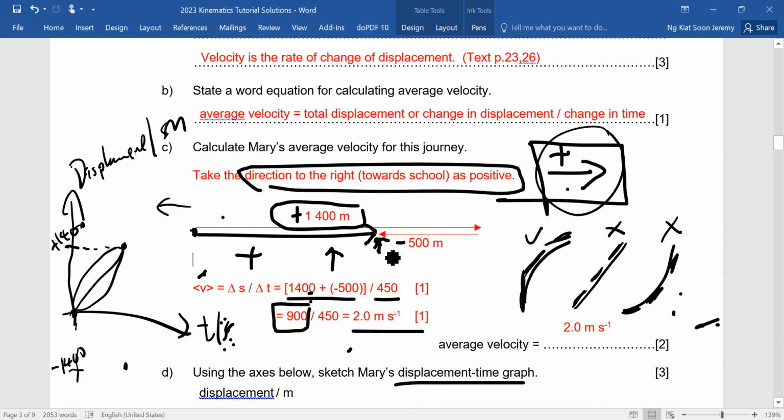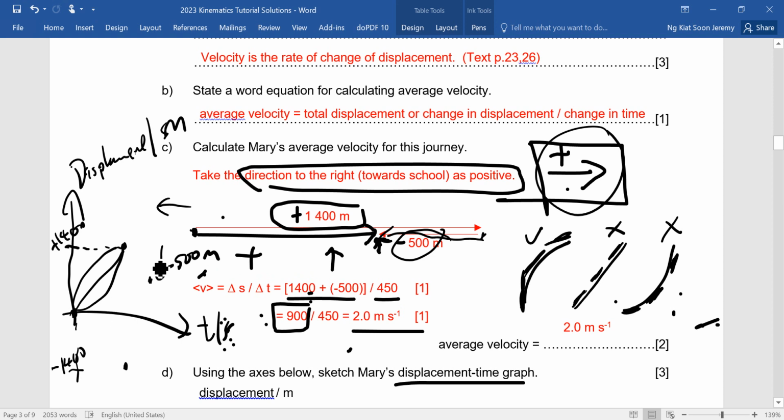Then after that, when I hit 1400, I know I backtrack by 500. That means from here to here, I move negative 500. How do I move negative 500? I must move backwards. So I start from here and end up somewhere here, and this length here is your minus 500. Because I already moved 1400 in this direction, now I move back by 500.